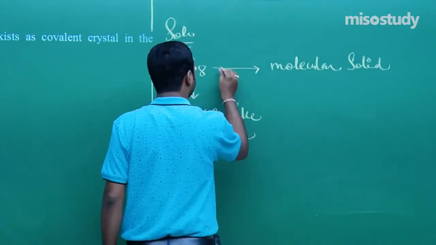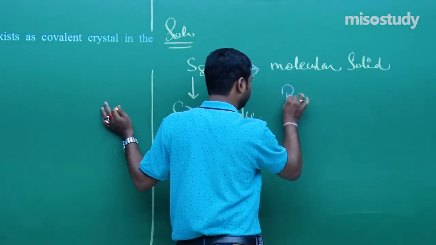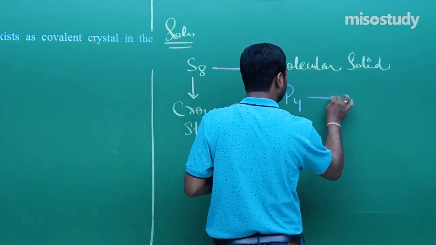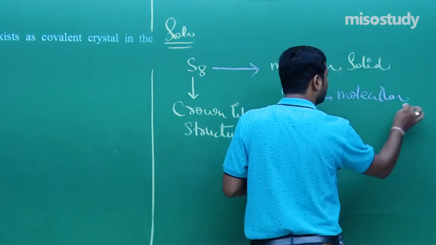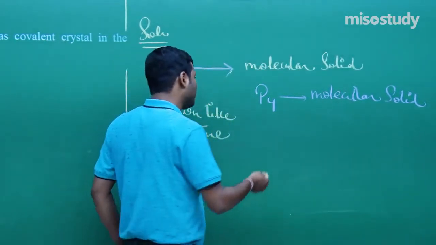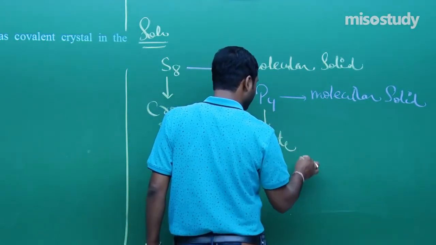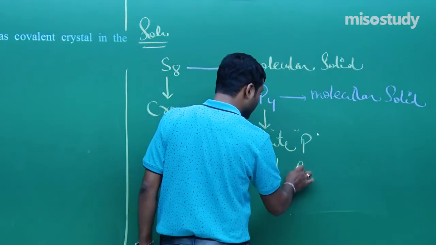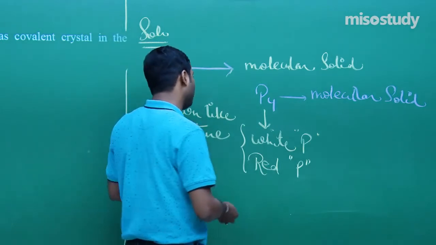Now next, wait for a moment. Next one is phosphorus, P4. Phosphorus exists as P4. This again is an example of a molecular solid. We all know that P4 generally exists in two main forms, that is white phosphorus and red phosphorus. These are the two important forms and it also exists as P4.